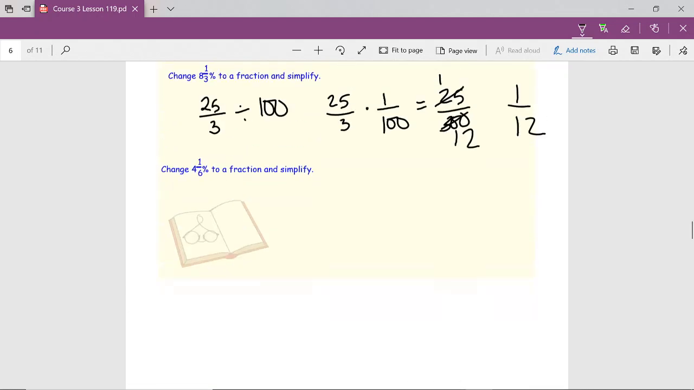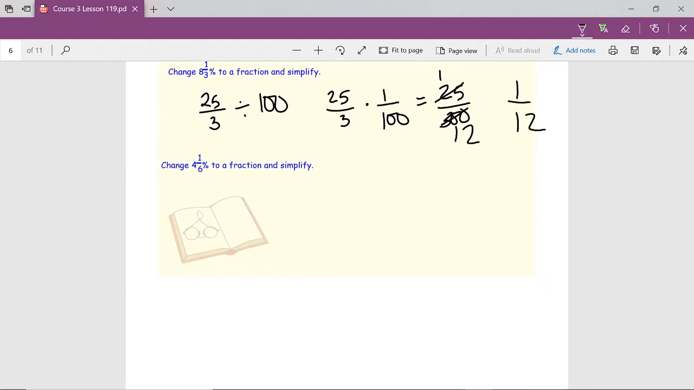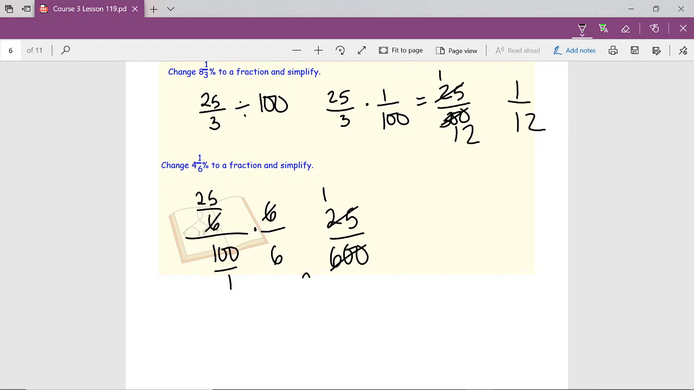And lastly, I believe, lastly, we have 4 1/6%. So turn this into an improper fraction. We get 25 over 6, and we're going to divide that by 100 over 1 to get it into a fraction. So between 6 and 1, 6 is the common denominator. So these cancel out up here, and we get 25 over 600. Reduce this by 25 in each, and we get 1/24 as my fraction.